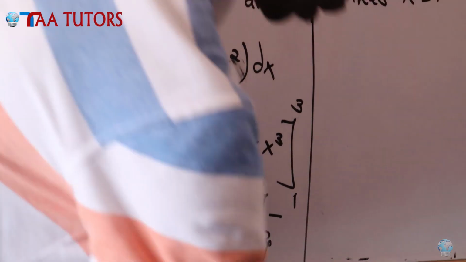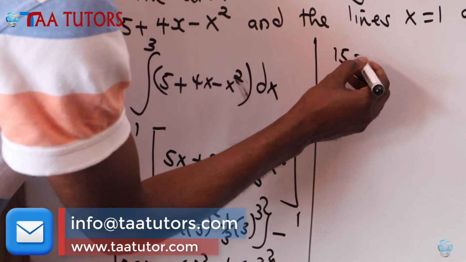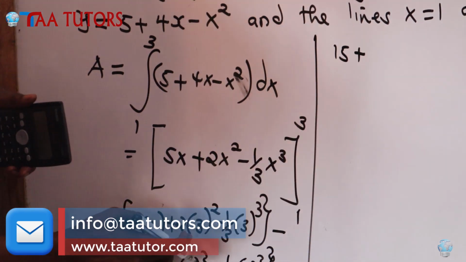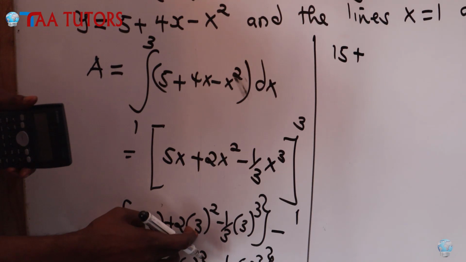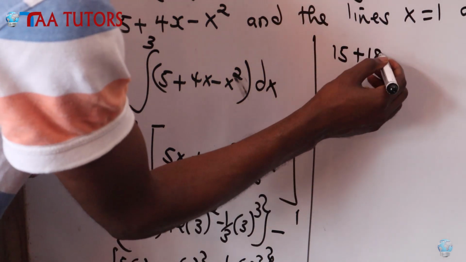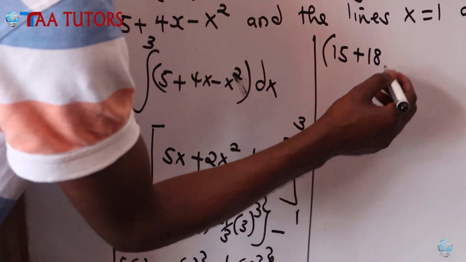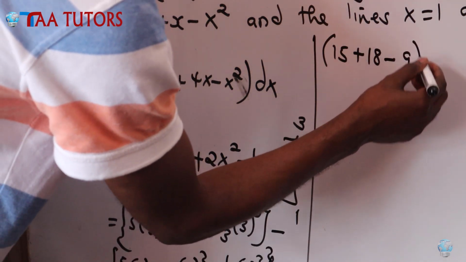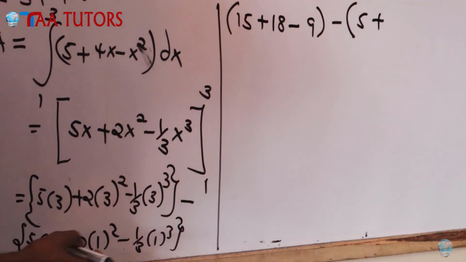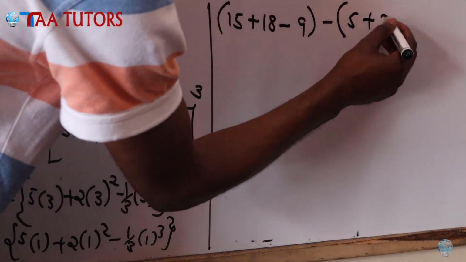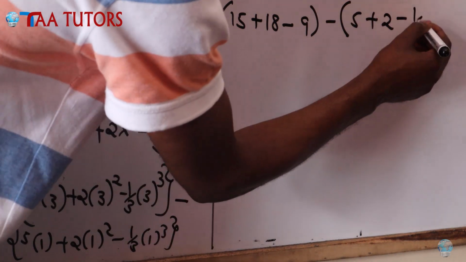So if we do this, 15 plus, this is 3 squared is 9, times 2 is 18. 3 cubed is 27, divided by 3 is 9. So minus 9, minus, this is 5 plus 1 squared is 1, times 2 is 2, minus 1 times that is a third there.